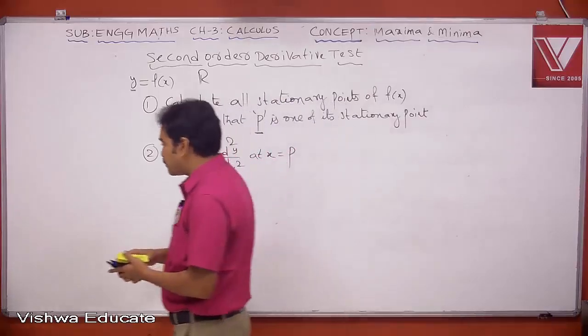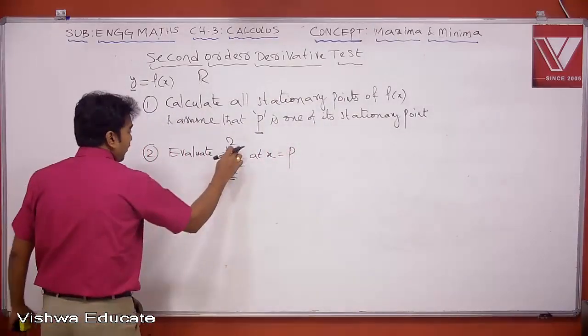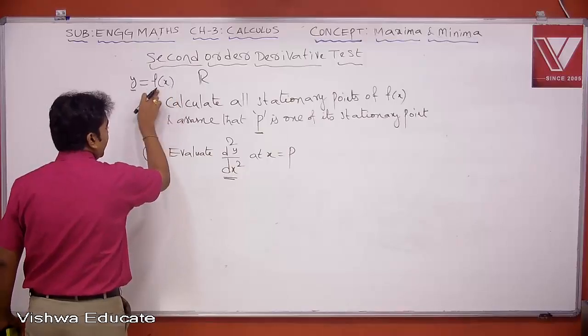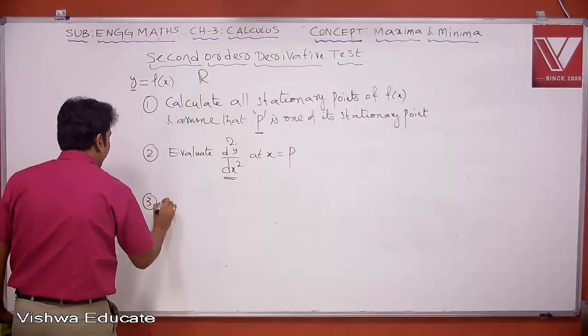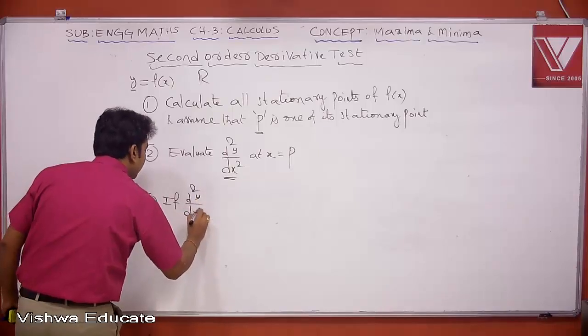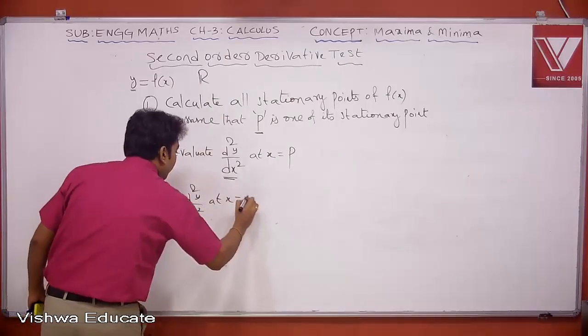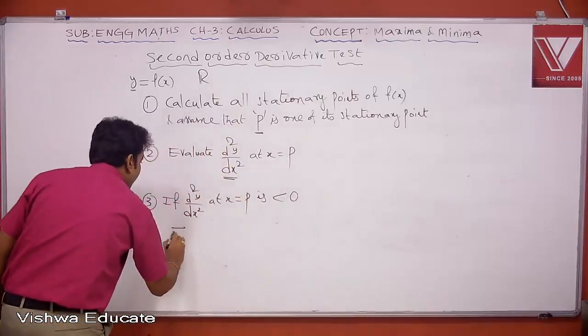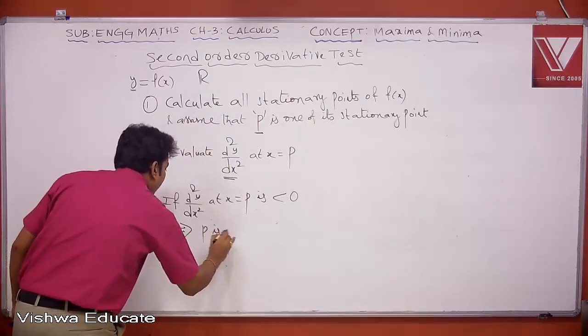So in step 2, evaluate d square y by dx square at x equal to p. What is my y? Y is my function f of x. Now step 3, if d square y by dx square at x equal to p is less than 0, it implies p is a local maximum.